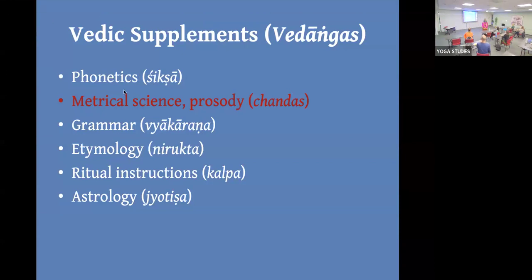Chandas, or the metrical science or prosody, is one of the Vedangas. So if you know the word Ashtanga, the 8 limbs or auxiliaries or supplements, these are the supplements to the Vedas. The other ones are phonetics, grammar, etymology, ritual instructions, and astrology. And like with everything Sanskrit, they like to make rules for things. So we'll be talking about some of these rules.